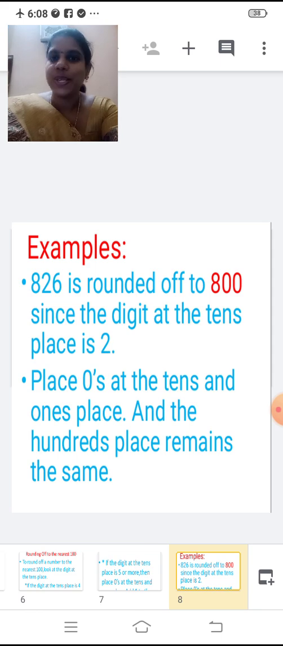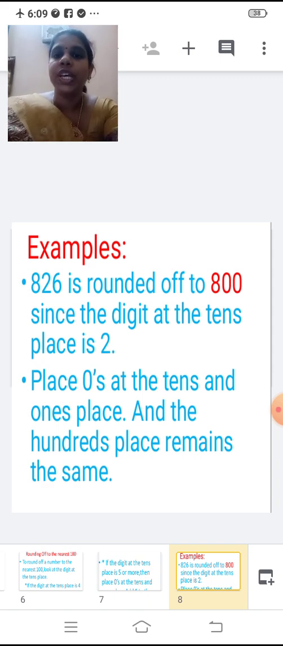2, right? So 2, it is less than 4. If it is 4 or less than 4, what do you have to do? Place zeros at the ones and the tens place. So 0, 0. Then the hundreds place will remain as it is. What digit are we having in the hundreds place? 8, right? So 8, it will not change. So 826 is rounded off to 800.